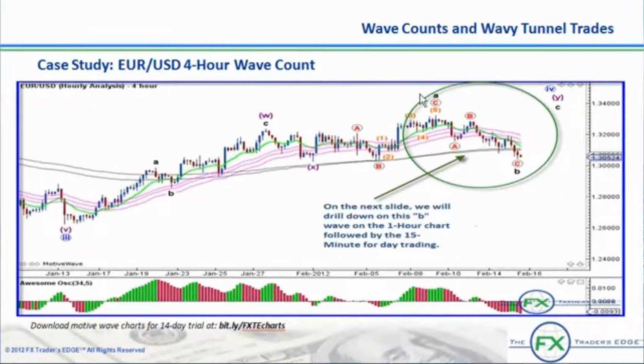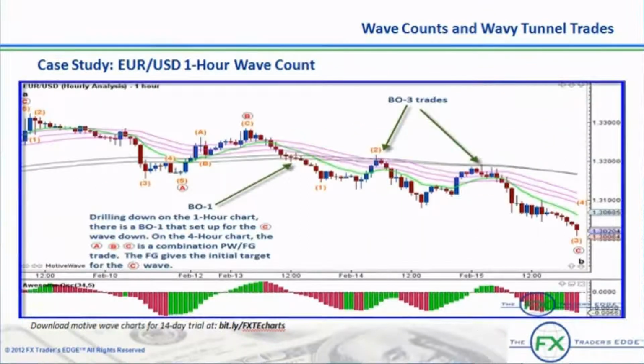Here we highlight this 3-wave wave B, and on the next slide we will drill down on this B wave on the 1-hour chart, followed by a 15-minute chart for day trading. Drilling down on the 1-hour chart, there is a breakout 1 trade that sets up for the circled C wave down. On the 4-hour chart, the circled ABC is a combination PWFG trade.